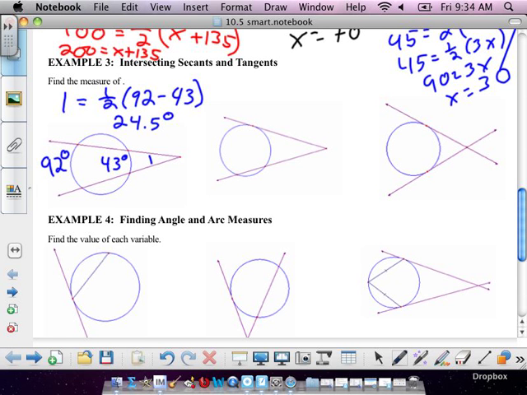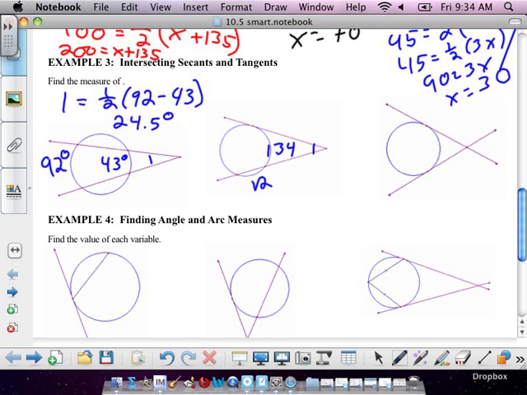Okay, so the next one, is it two secants again, two tangents, or a secant and a tangent? I've got a secant for sure because it goes through the circle. What is the other one though? How do I know it's a tangent? Because it only hits it in one spot. Okay, this one's a little tricky.